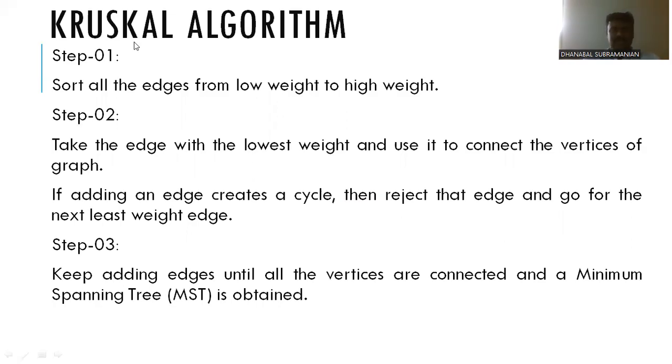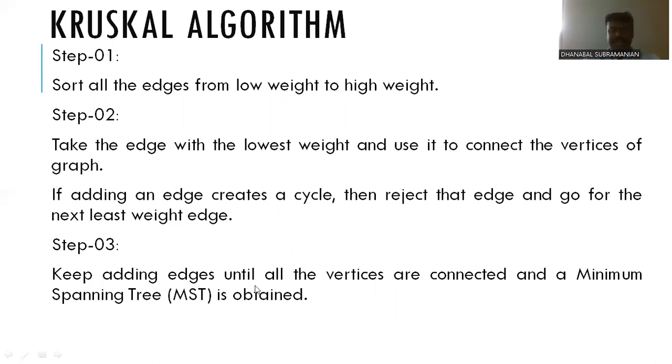Kruskal's algorithm is a simple algorithm followed for the minimum spanning tree. Step 1: sort all the edges from low weight to high weight. Take the edge with the lowest weight and use it to connect the vertices of the graph. If adding an edge creates a cycle, then reject the edge and go for the next least weight edge.